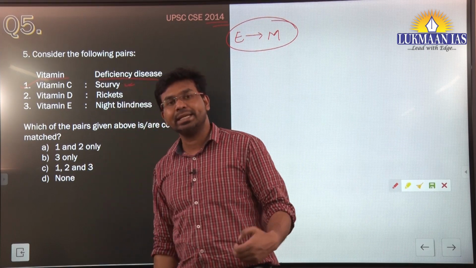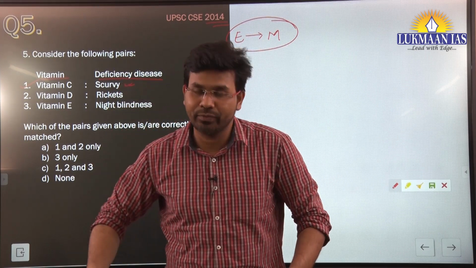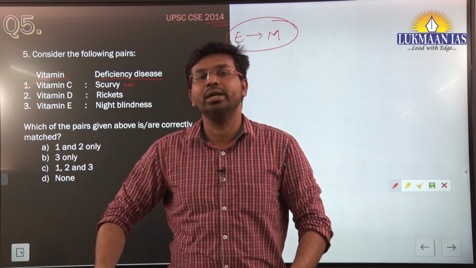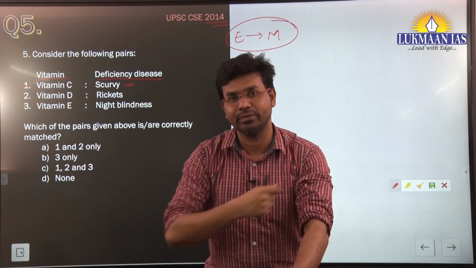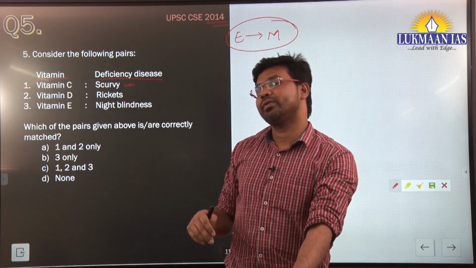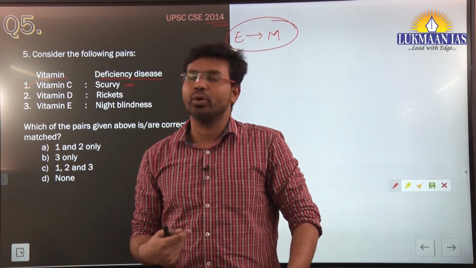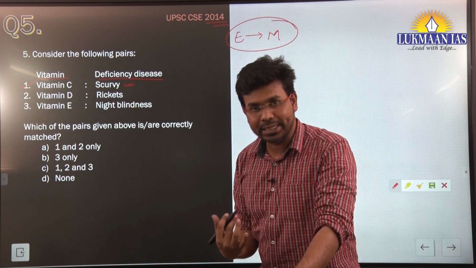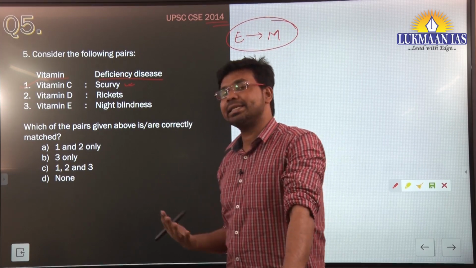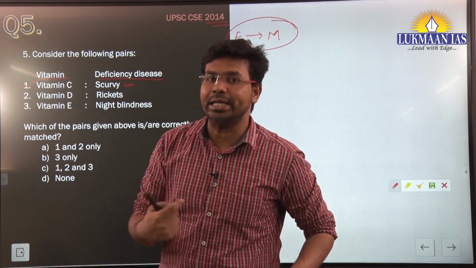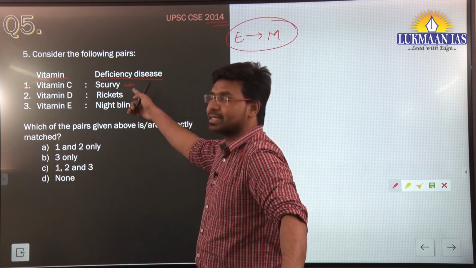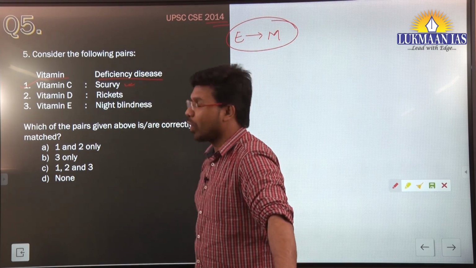So vitamin C is an important and essential element for human beings. We get vitamin C from citrus fruits, and from different kinds of vegetables. But if there is a lack of vitamin C, then it will lead to a kind of disease which is known as scurvy. So statement 1 is correct.